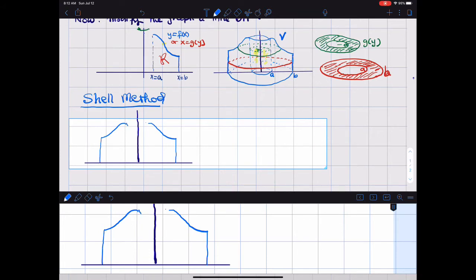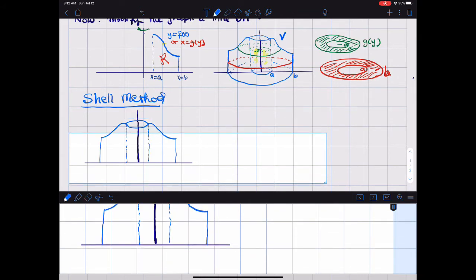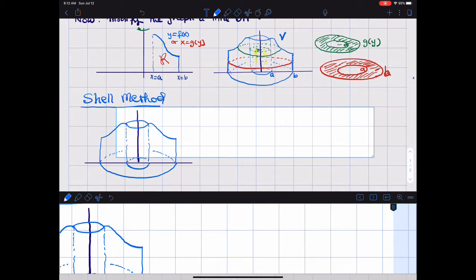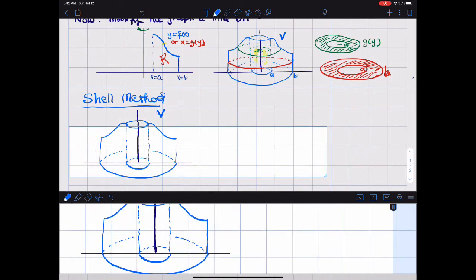So, still the same solid, hollow solid. It's hollow over here. It's open over there. All right. So now this is the solid. We're looking for the volume, mind you. We're going to call this volume V.